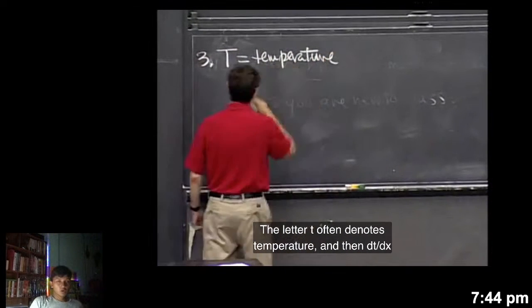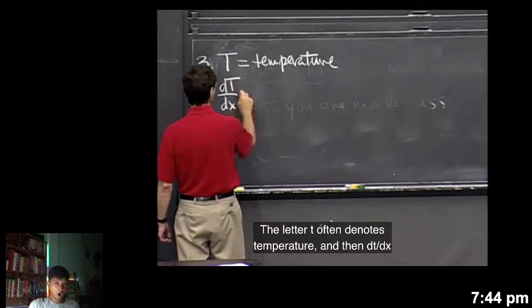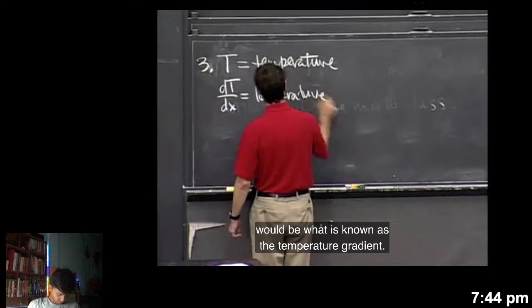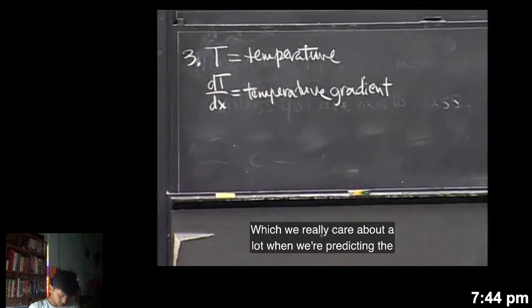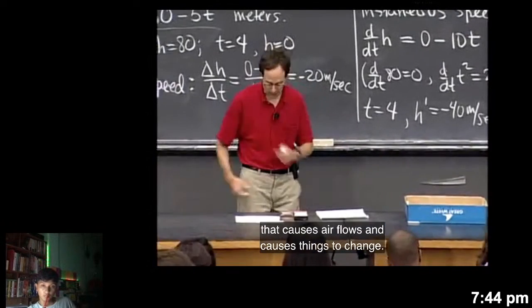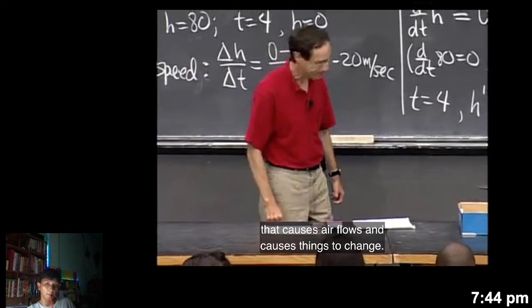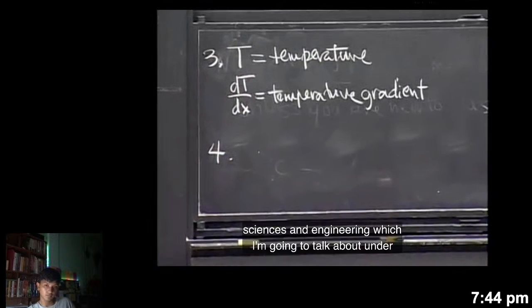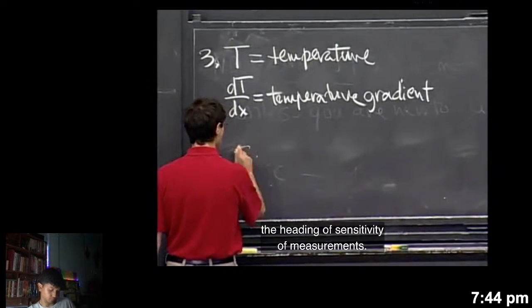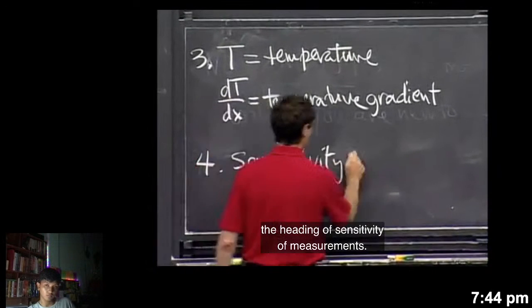And then dT/dx would be what is known as the temperature gradient, which we really care about a lot when we're predicting the weather, because it's that temperature difference that causes airflows and causes things to change. And then there's another theme which is throughout the sciences and engineering, which I'm going to talk about under the heading of sensitivity of measurements.